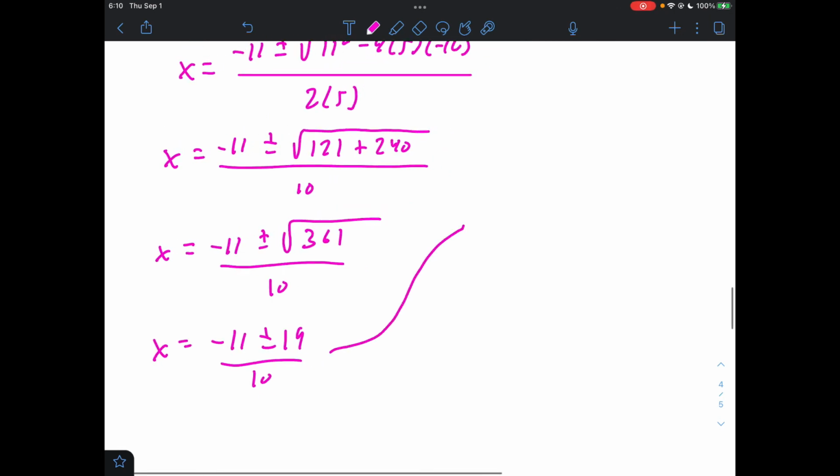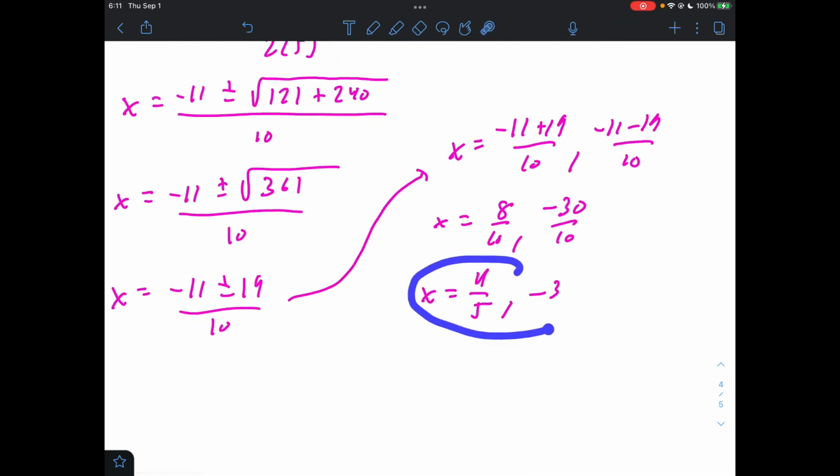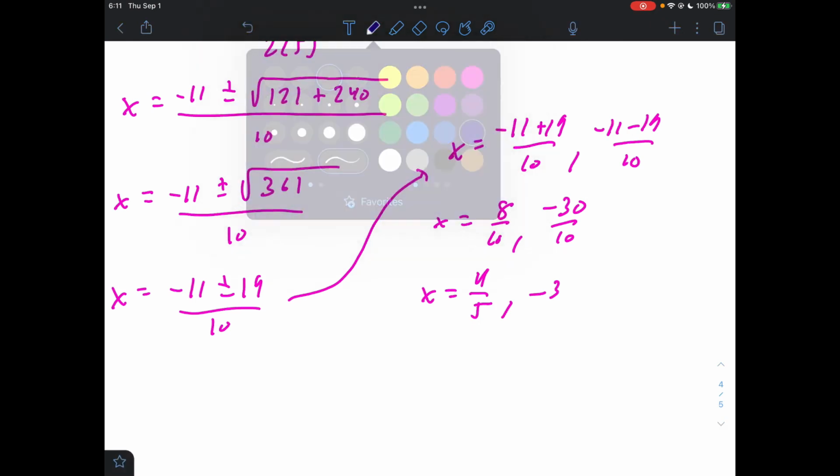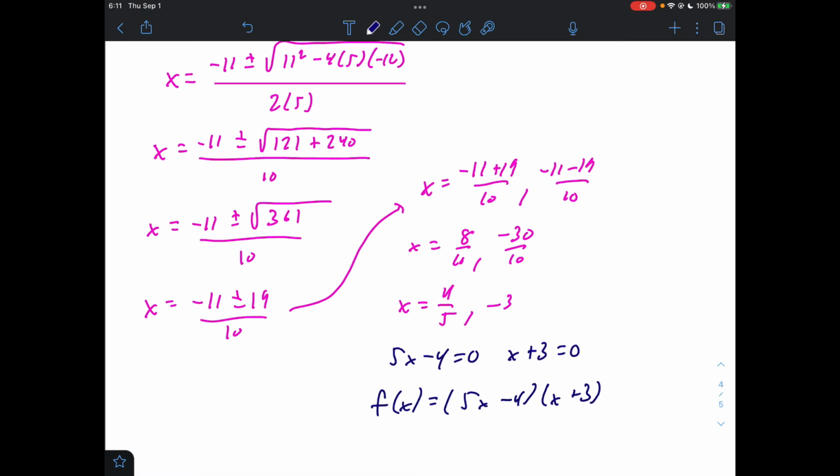All right, so that's going to give us x equals negative 11 plus 19 over 10 and negative 11 minus 19 over 10, which can be simplified down to 8 over 10 and negative 30 over 10, which can be simplified down to 4/5 and negative 3. All right, so how is that going to help us? Well, if we know the zero product property, if these were going to be our 2 zeros, then we would know that 5x minus 4 must equal 0 and x plus 3 must equal 0. So therefore, f of x must factor to 5x minus 4 times x plus 3, which is the same factor we got 3 times in our first 3 methods.